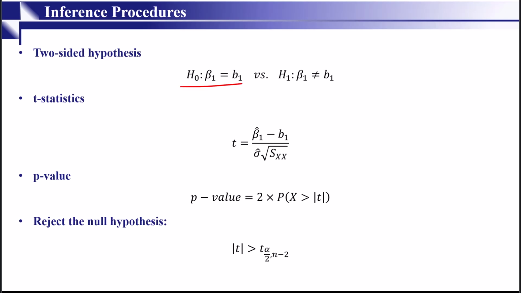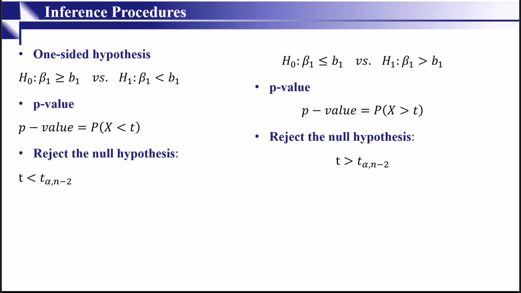The null hypothesis says beta 1 is equal to b1, and the alternative hypothesis says beta 1 is not equal to b1. For a fixed value b1 of interest, they are tested with the t statistic, where t is equal to beta hat 1 minus b1 divided by sigma hat over the square root of Sxx. Then we can find the p-value. The p-value is 2 times the probability of X greater than the absolute value of t. Here the random variable X has a t distribution with n minus 2 degrees of freedom, and the size alpha test will reject the hypothesis if the absolute value of t is greater than the critical value with n minus 2 degrees of freedom. So here we can see the one-sided hypotheses.